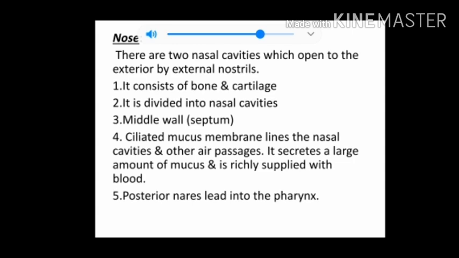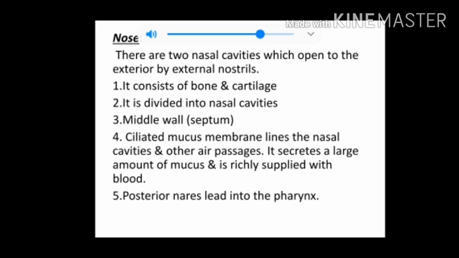Nose. Nose is an important organ of respiration. It is involved in respiration or breathing process. It is located in the middle of the face. It opens to the exterior by the external nostrils or nares. It is made up of bone and cartilage.